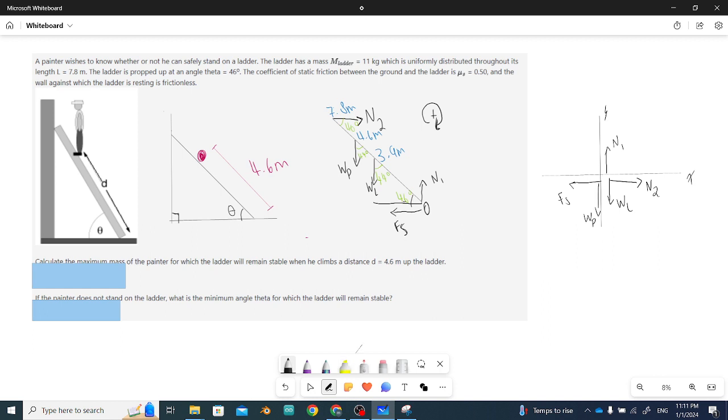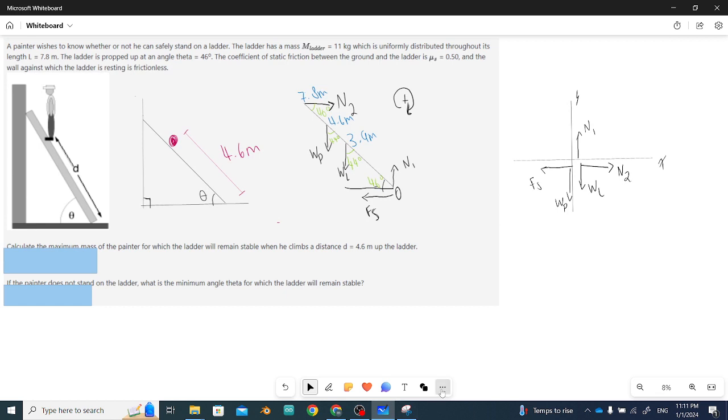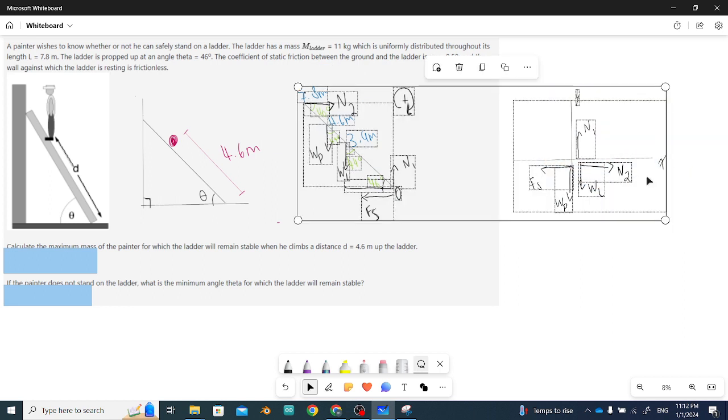So now that's all done. Let's work on finding the maximum mass. So what I'm going to do is take that here, and try and take everything so we can move it somewhere else.